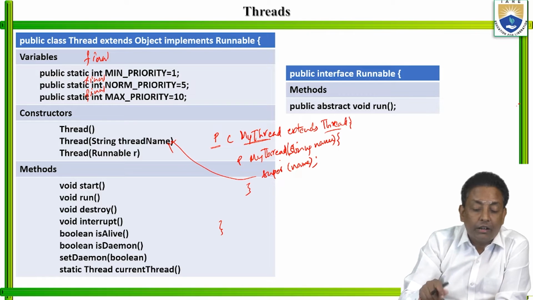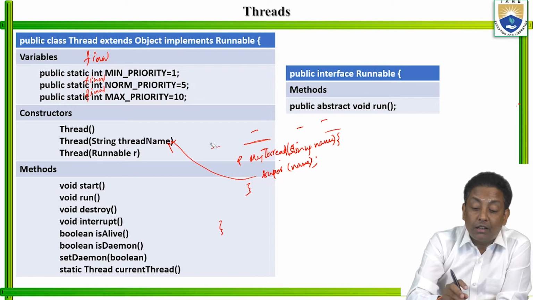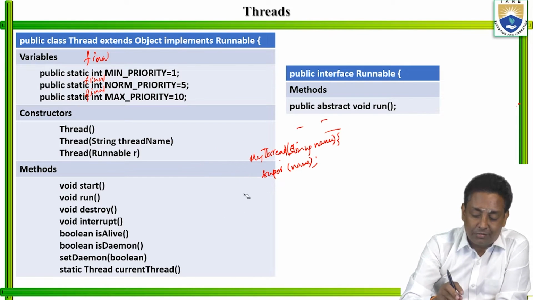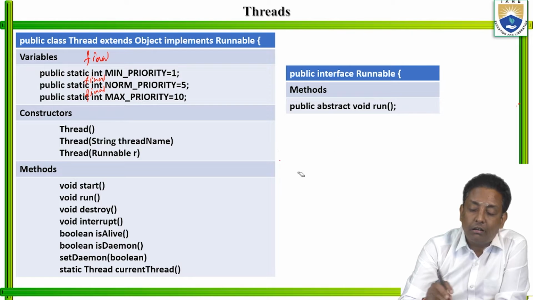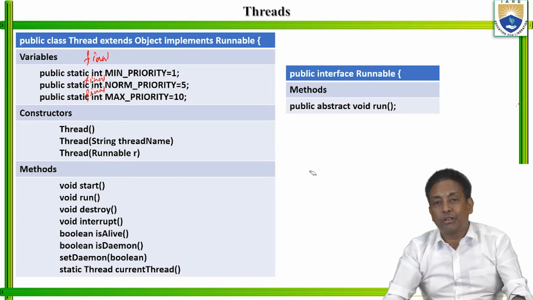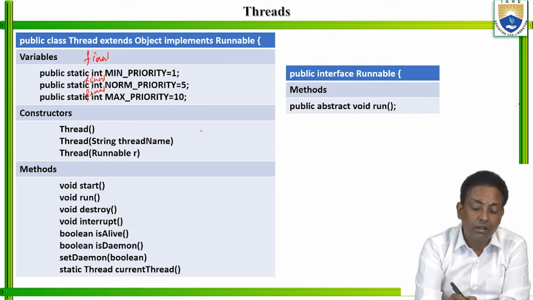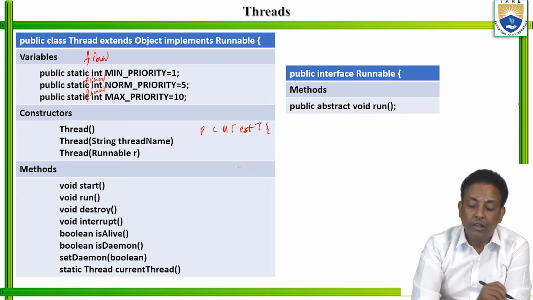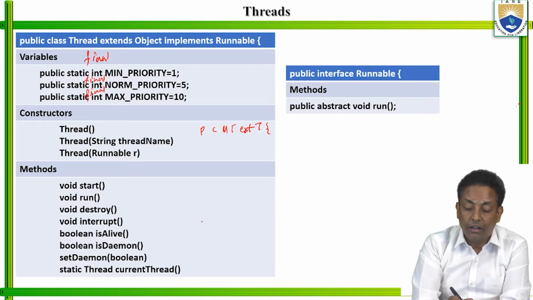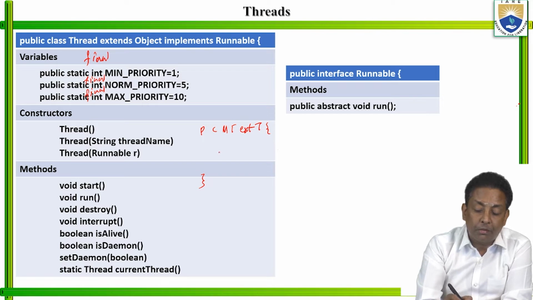Okay. And what about the third constructor? Yesterday we saw two types of thread creation. One is public class MyThread extends Thread. This is one way of writing the thread, isn't it? Here also we need to override the public void run method.